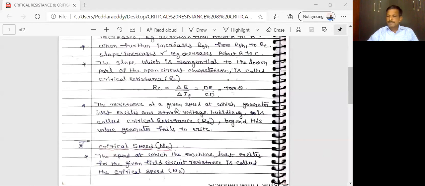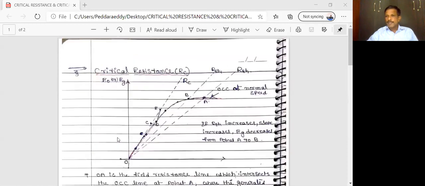the resistance at a given speed at which generator just excites and starts building up voltage is called critical resistance. This is the definition for critical resistance. Or one more definition we have, that is the slope which is tangential to the lower part of the OCC curve is called critical resistance. So I will tell you in depth with the help of diagram.